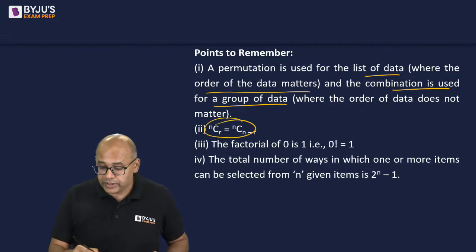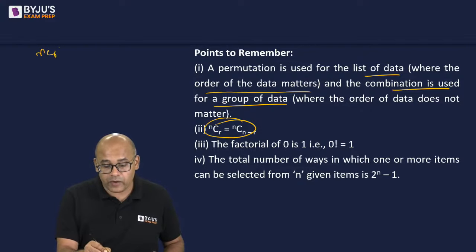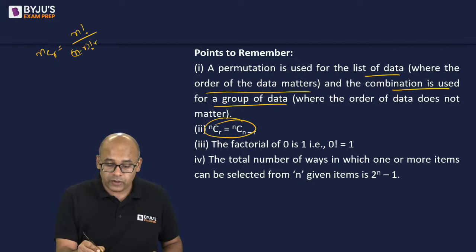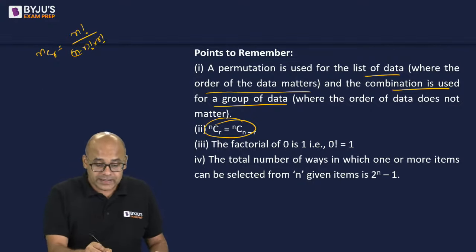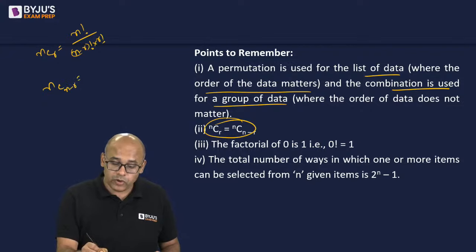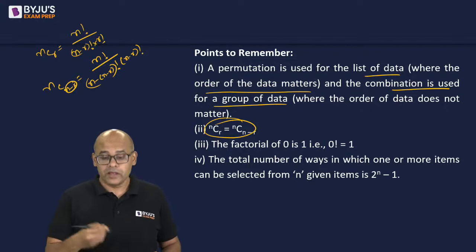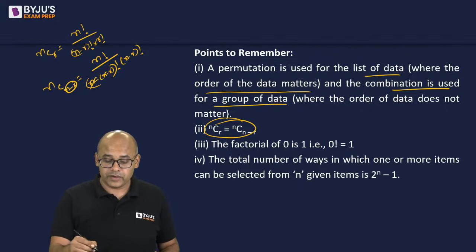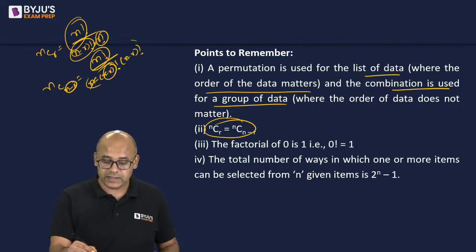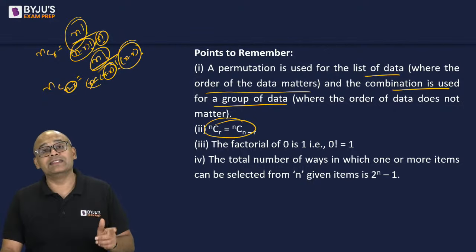This formula we already know. What is the nCr formula? nCr is n factorial by (n minus r) factorial into r factorial, correct? What is nC(n minus r)? You'll notice this is basically n factorial by (n minus (n minus r)) factorial into (n minus r) factorial. This will turn out to be the same. You can see this r factorial, this is r factorial, n factorial, and then the same. So nCr is nC(n minus r).